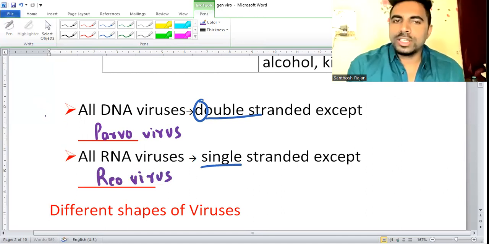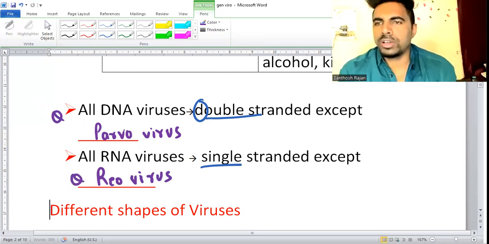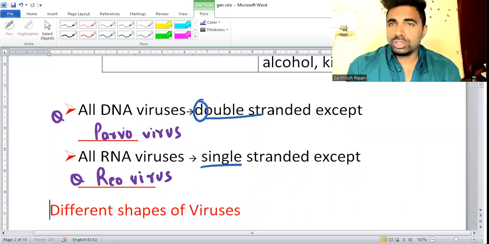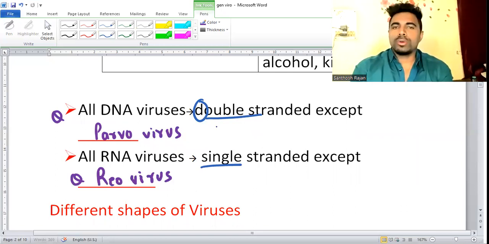How to remember? Sir, there are so many P's and so many R's. I might get confused. There is Parvo, there is Papilloma, there is Picorna, there is Polio. Oh God, the list goes on. So how to remember? Very simple. Remember Pari. Pari, choti ladki.